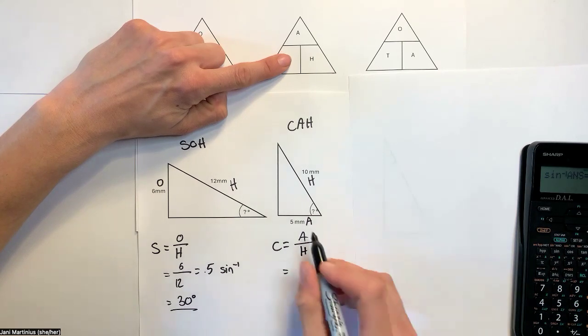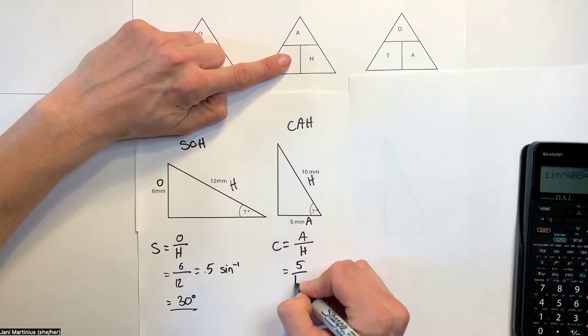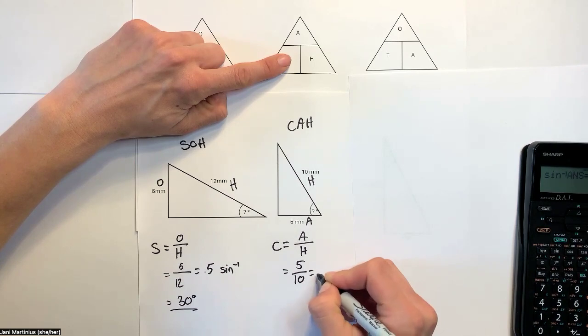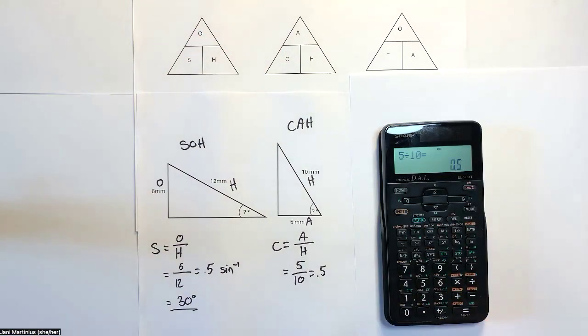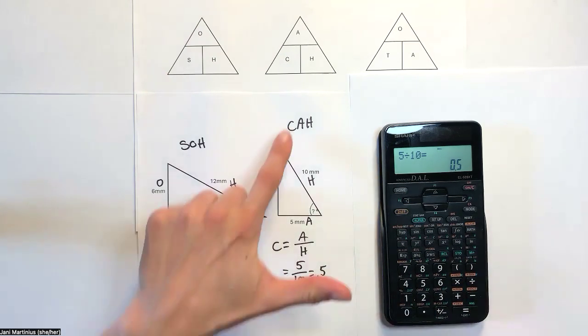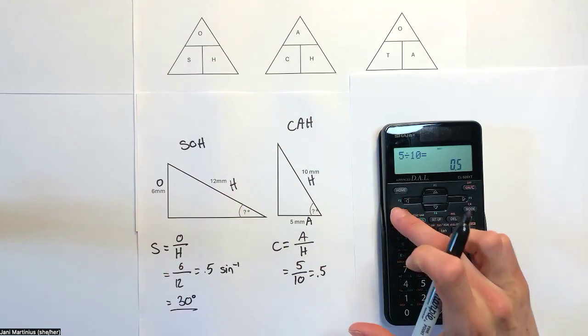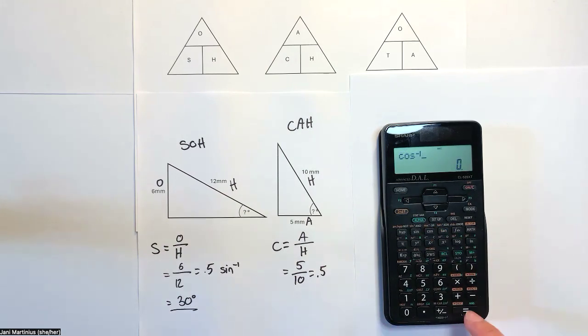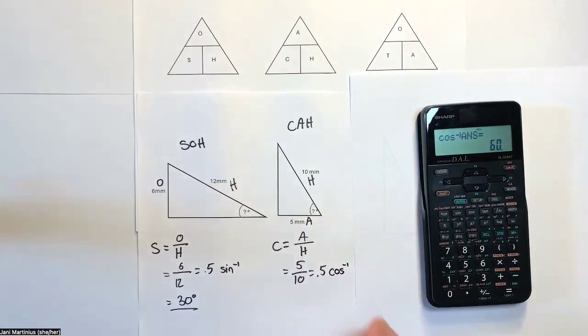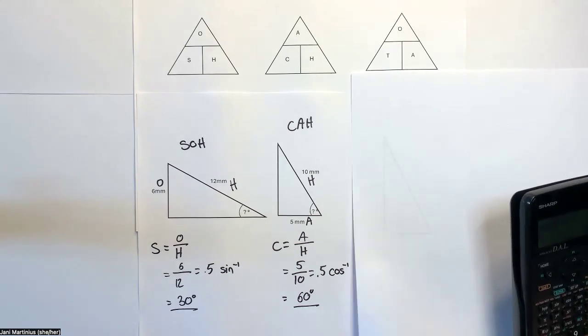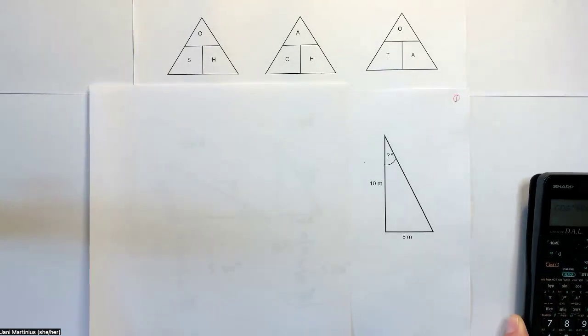Then we plug in the numbers, 5 over 10, which again gives us a 0.5, right? So 5 over 10, there we go, 0.5. And we're within cos, we need to do second function cos to get that angle, right? So cos and the inverse function, which gets us 60 degrees. Okay. Then we'll move on to our last one on this page.